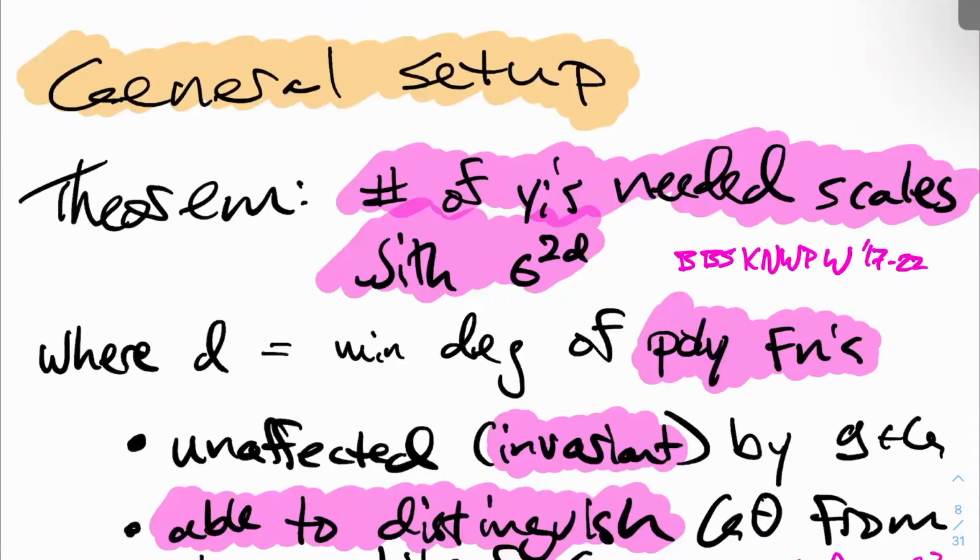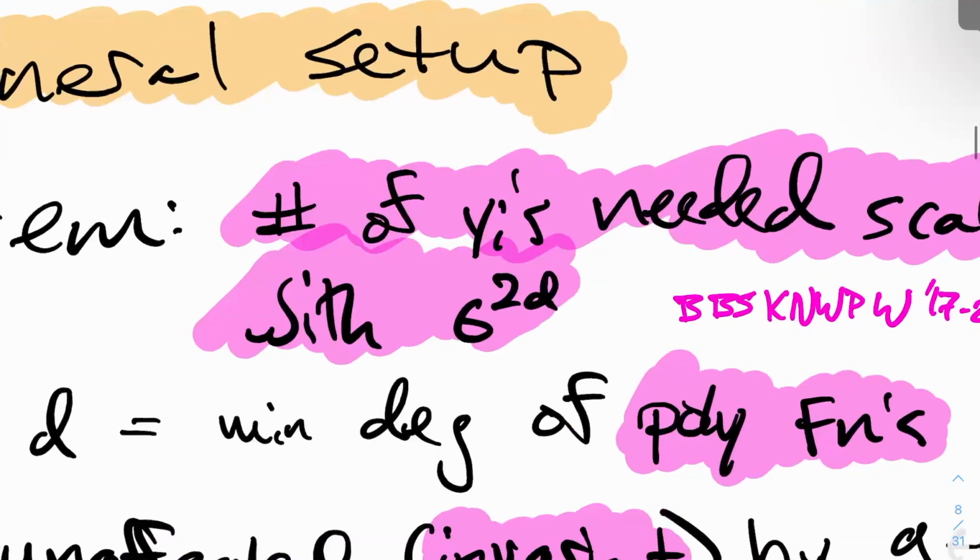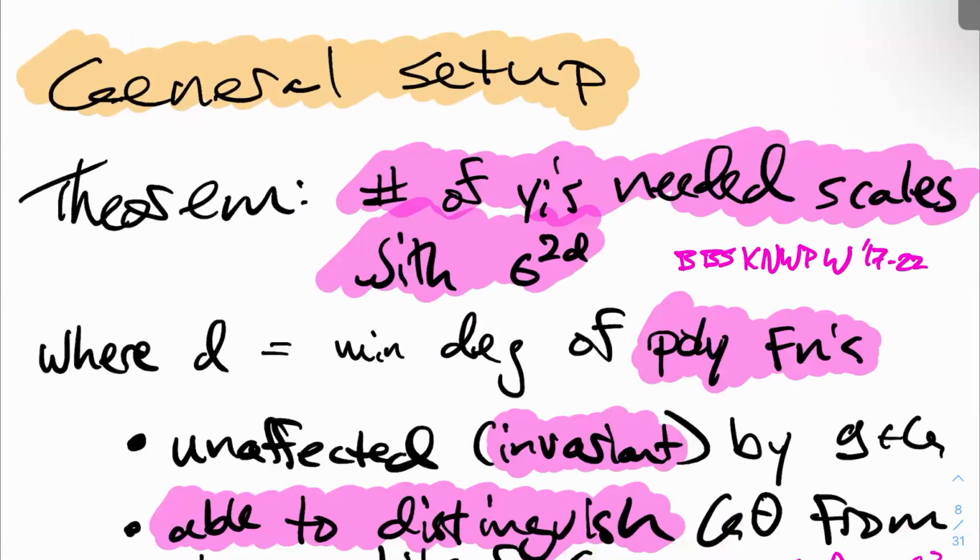So this is my first reporting of a result that I invite questions about, the intuition behind and/or proof of, now or later. This is from the first collaboration that I mentioned. The theorem is that the number of samples that you need in the high noise regime scales with the variance of the noise to the power of the minimum degree of the polynomial functions on the original vector space that are invariant under the group action and that are able to distinguish that orbit from other orbits.